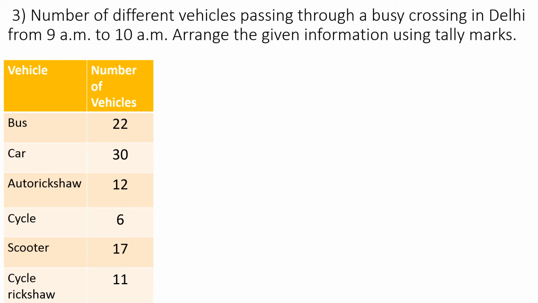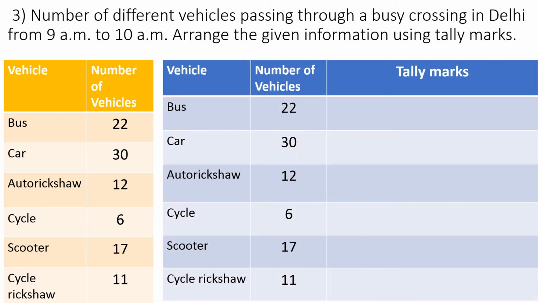And the table shows there are 22 buses, 30 cars, 12 auto rickshaws, 6 cycles, 17 scooters and 11 cycle rickshaws. First, let us make the same table with 3 columns and label it as name of vehicle, number of vehicles and tally marks. Now, arrange the tally marks according to the number of vehicles.